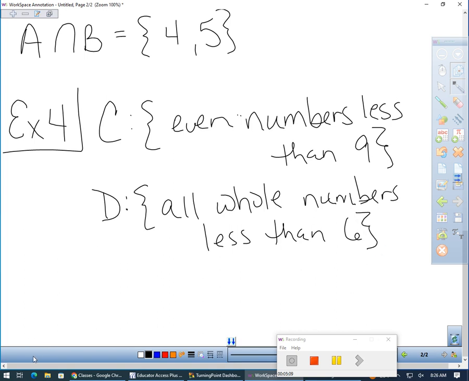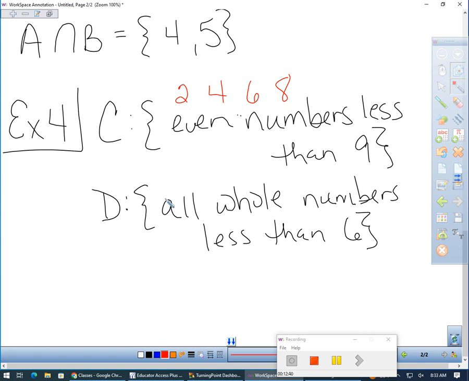All right, so you have a couple of them today like this, where it's written out in words. I highly recommend you actually write down what those numbers are. So for example, in this first one, even numbers less than 9. Well, even numbers are numbers that go by 2s, right? So I have 2, 4, 6, 8. Would I have 10? No, because it has to be less than 9, right?